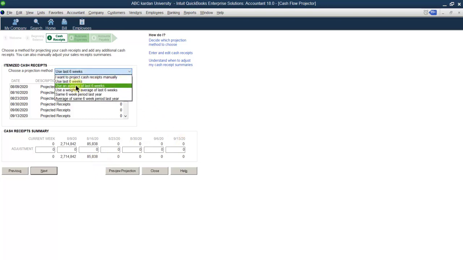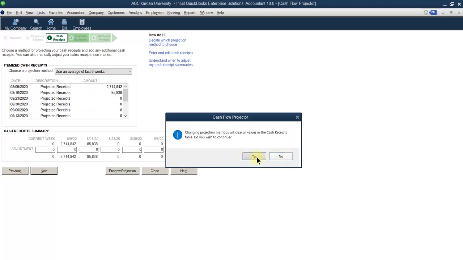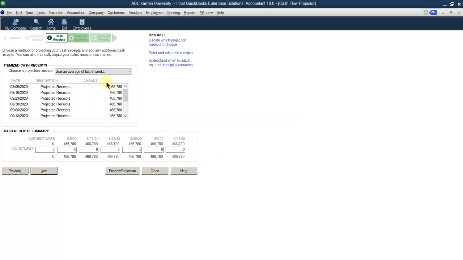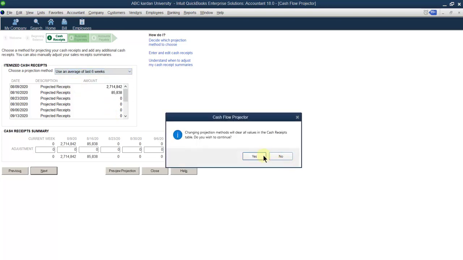The next method of projection is to use an average of the last 6 weeks. Do not take the exact last 6 weeks. Instead, take the average. If you want to take the average, those two amounts will be divided by 6, right? So if you remember the previous one, once again, click on this one. This amount plus this amount divided by 6 gives you the average. This is called the average.